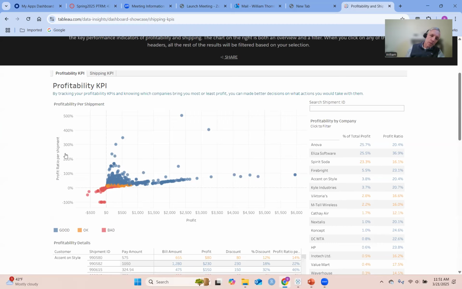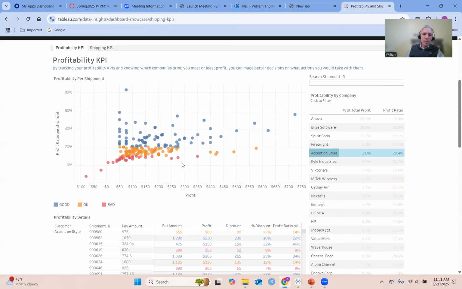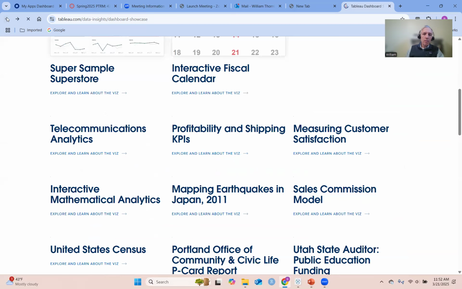this is the profit ratio. So this is how much money they made on each shipment. I'm not sure why they call that probability, because this is actually the profit ratio. And so once again, I have my different companies. And so I can see how profitable my shipments are for Accent on Style, anywhere from minus 100 to plus almost 700, 725, say. So that's the idea. That's a reasonable KPI. Let's go back. Let's take a look at another one.